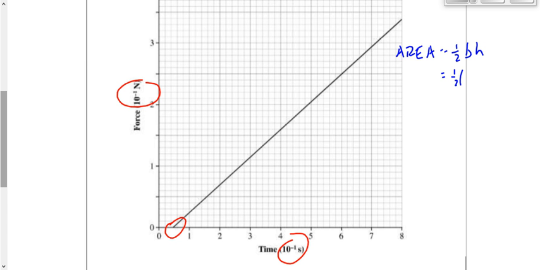Now, when I did my answer key yesterday, I said it was 0.4. If you guys could see it better on your screen and say it's 0.5, then we'll use 0.5. From 0.5 to, that's pretty clear, to 8, right? So that's going to be a base of 7.5.